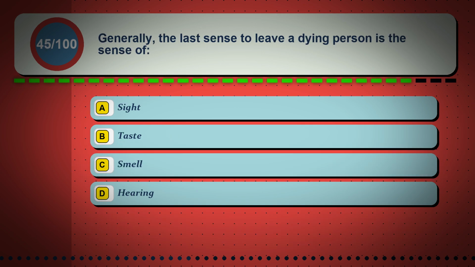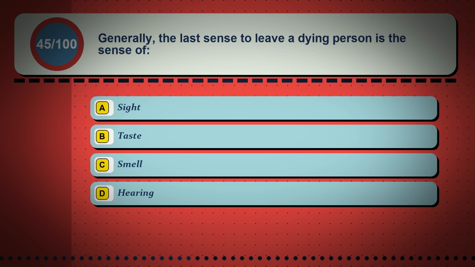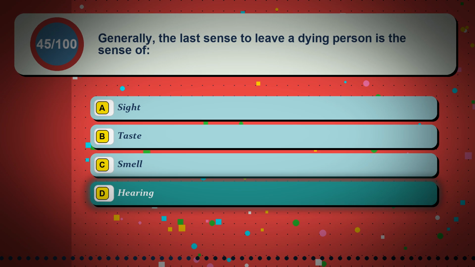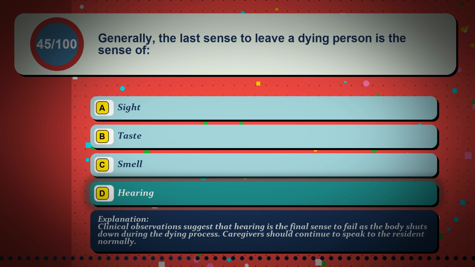Question 45. Generally, the last sense to leave a dying person is the sense of option A, sight. Option B, taste. Option C, smell. Option D, hearing. The correct answer is option D, hearing. Clinical observations suggest that hearing is the final sense to fail as the body shuts down during the dying process. Caregivers should continue to speak to the resident normally.